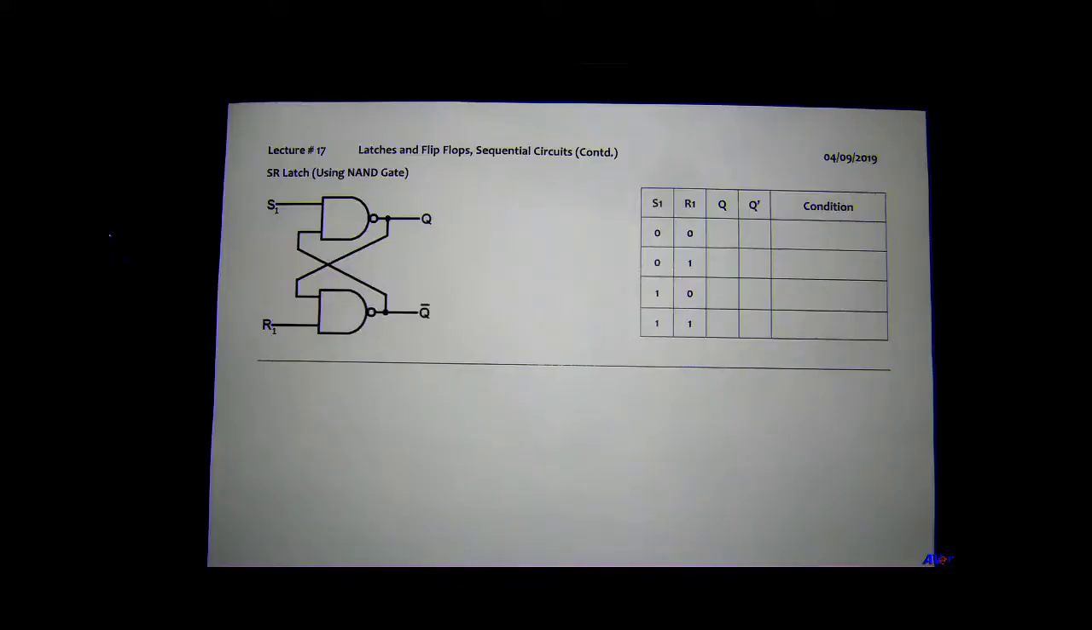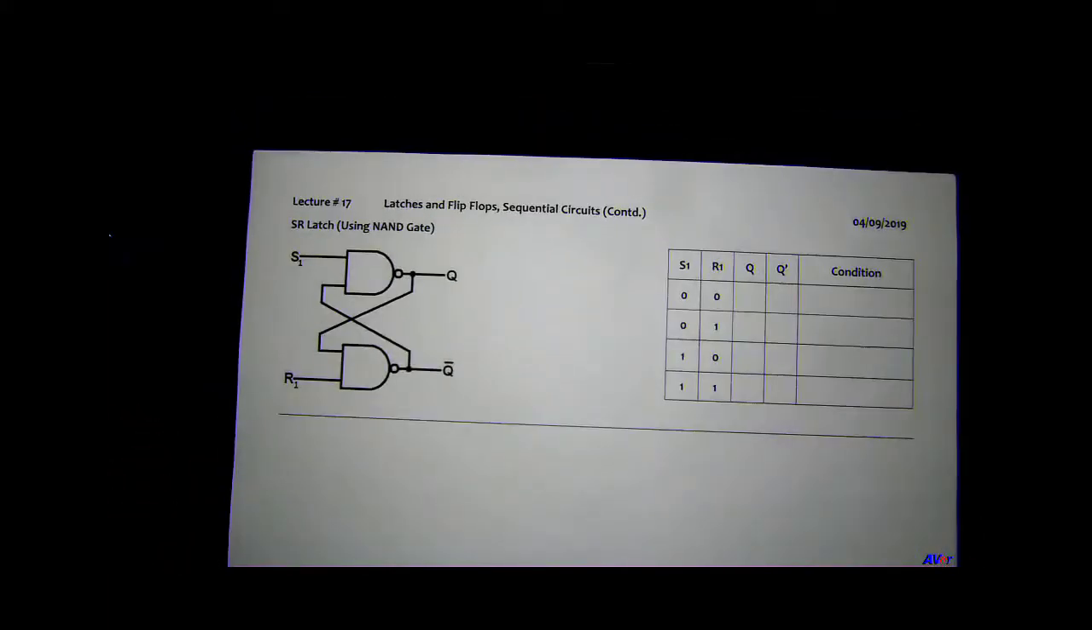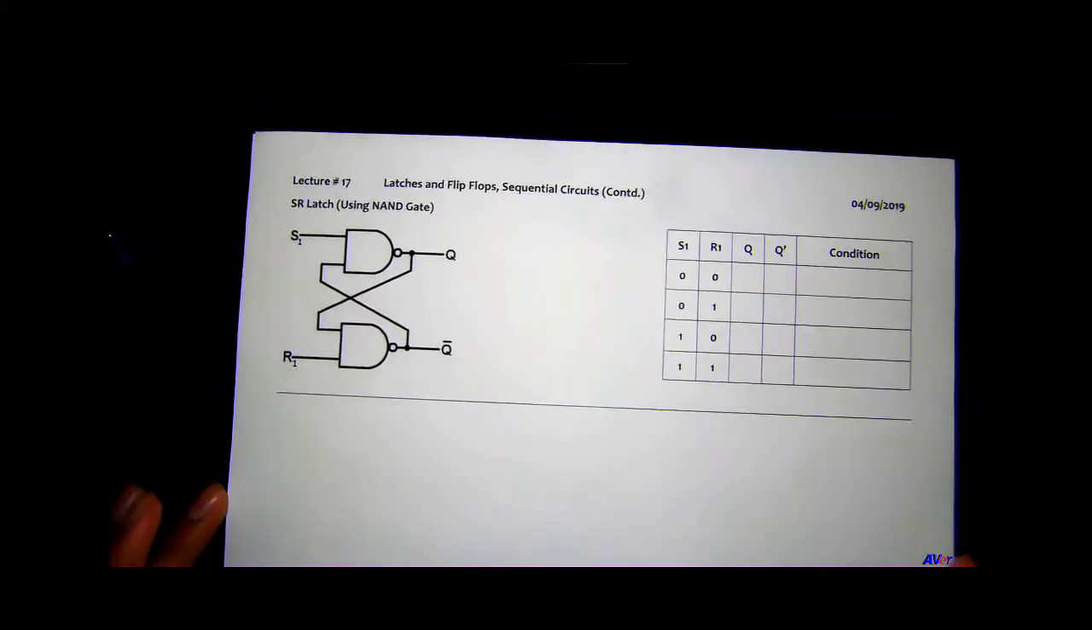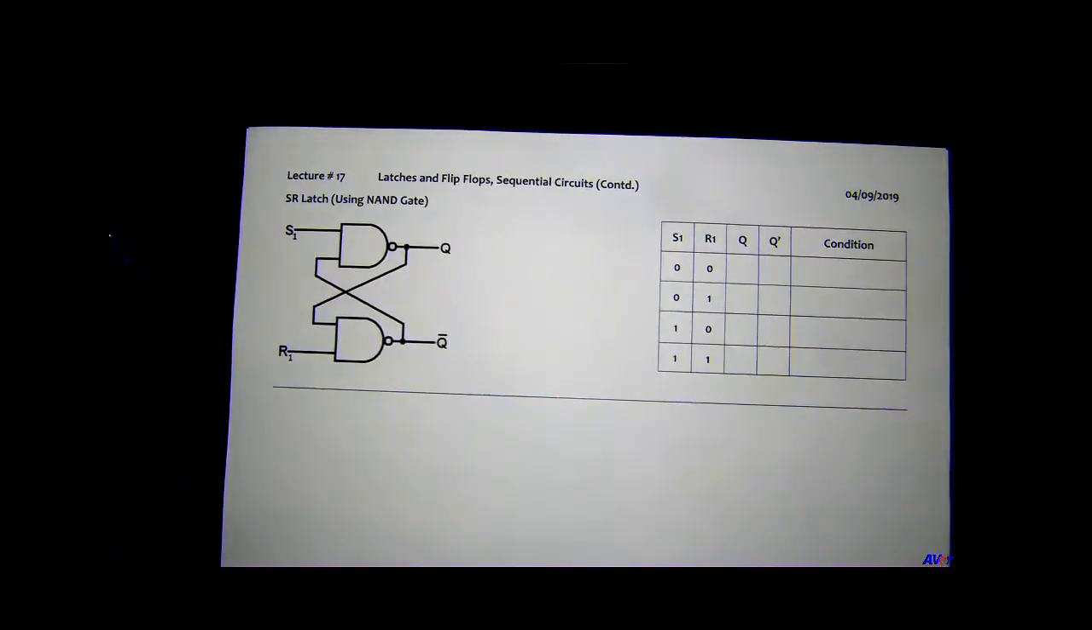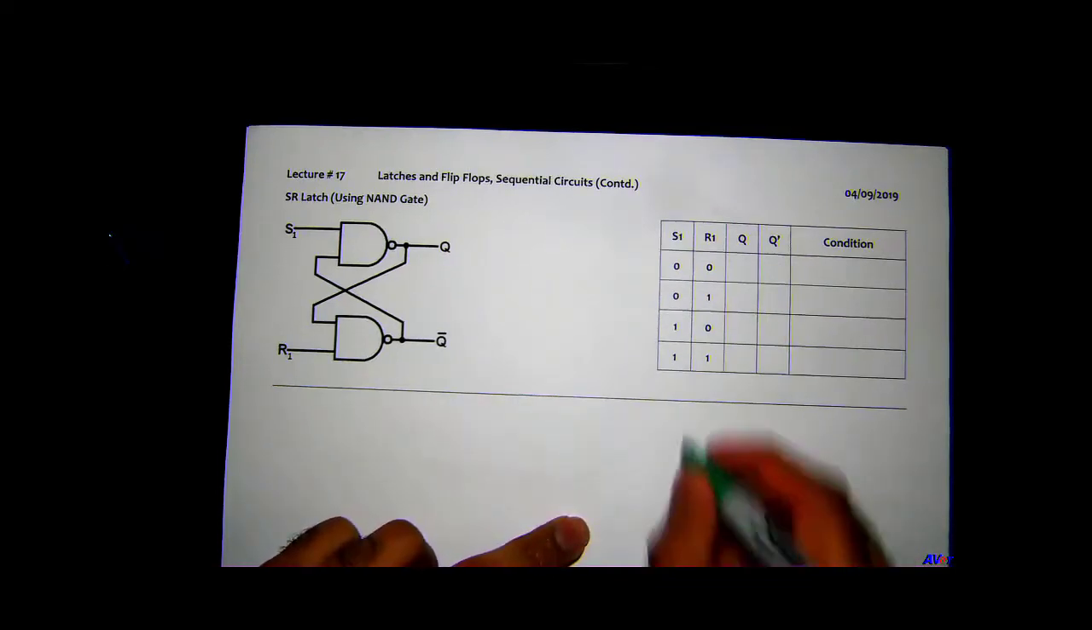Welcome again, folks. This is lecture number 17, and today we are going to learn about the flip-flops, but we're going to start off with the SR latch using NAND gate. Previously we had done it using NOR gate. I want to start with this because this is going to be the basic and actually going to set the platform for the flip-flops that we are going to learn today, because they are entirely based on SR latch using the NAND gate. So before we get started, let's look at the property of the NAND gate.